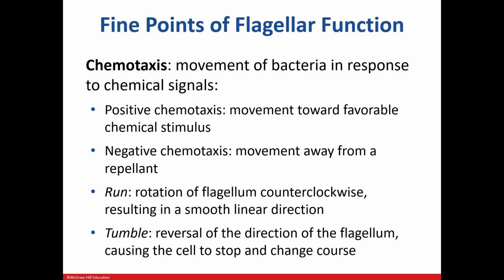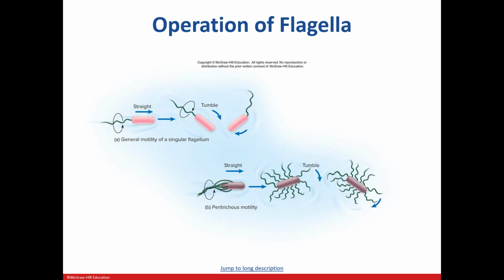They do this using runs, in which their flagella rotate like hands on a clock, counterclockwise, and tumbles, where they reverse the motion of the flagellum and basically do backflips. A shows us motility with a single flagellum, while B shows flagella in the peritrichous arrangement.